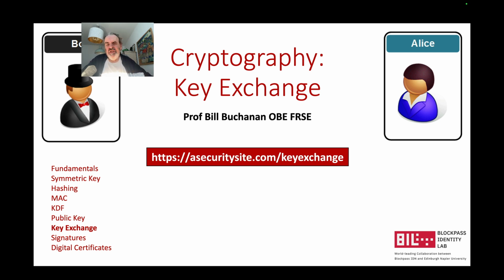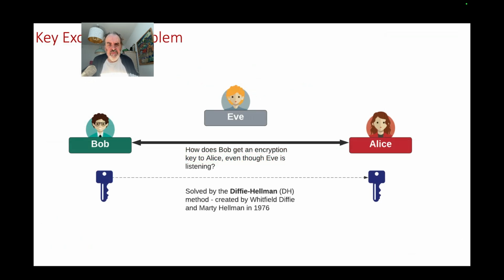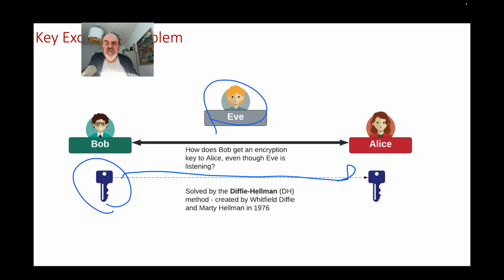Okay, so as the next concept, let's look at key exchange methods. So the methods that you find should be available at this page here. So the problem that we have with a symmetric key is, how do we get the key from Bob to Alice without Eve actually discovering what the key is that they are using?